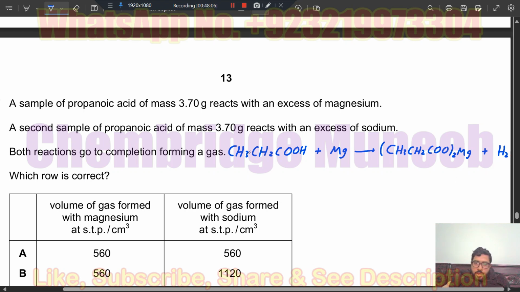Now this is the reaction of this compound, but we have 2 moles of this compound, which means we have to put 2 over here. Now the reaction is balanced. And then the reaction of the propanoic acid with sodium metal.